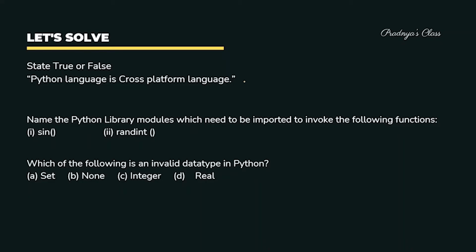Here we have to write true or false. So what's the statement? Python language is cross-platform language. Yes, Python is a cross-platform language because it can run on different operating systems like Windows, Mac and Linux operating system also.